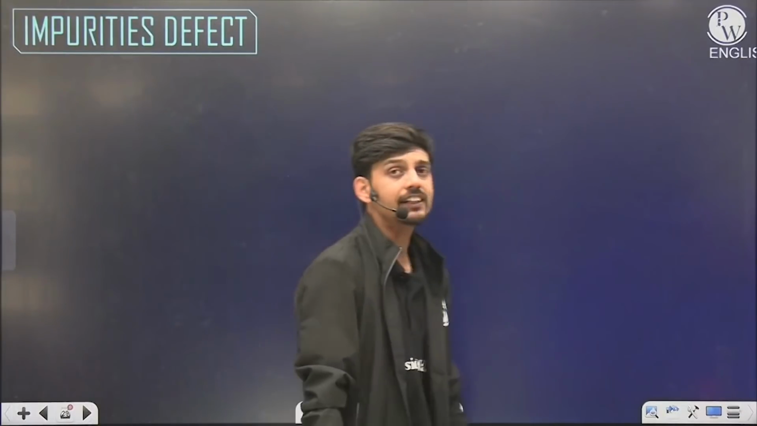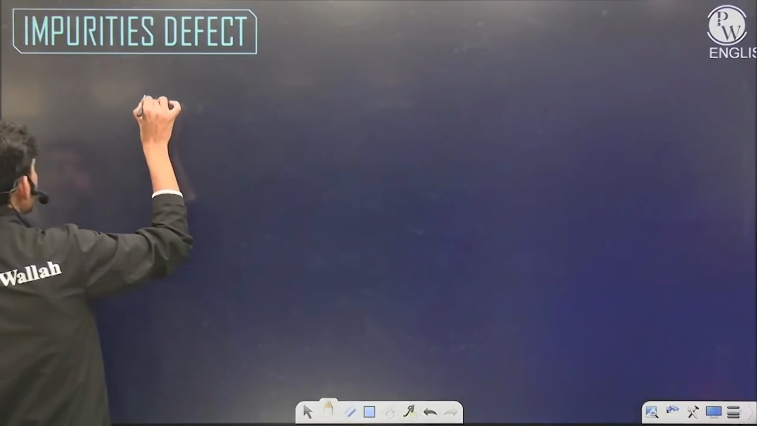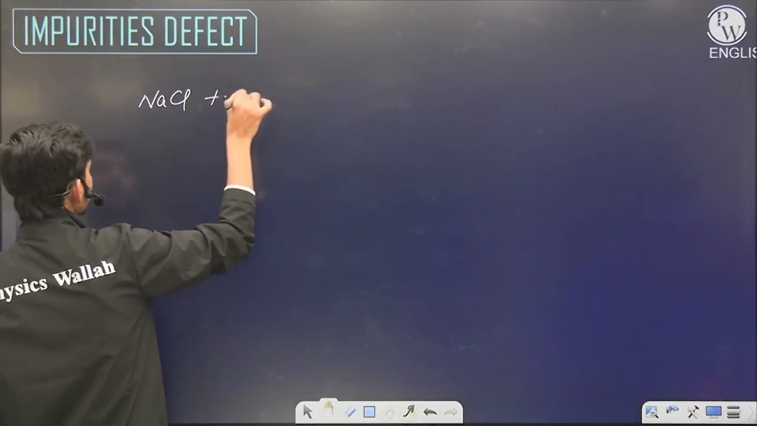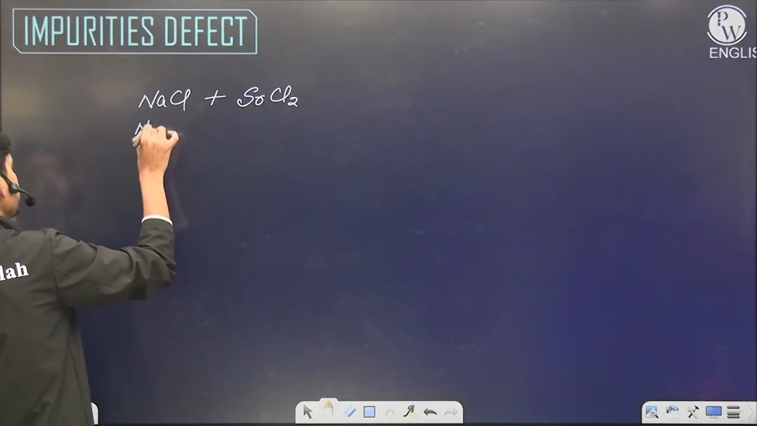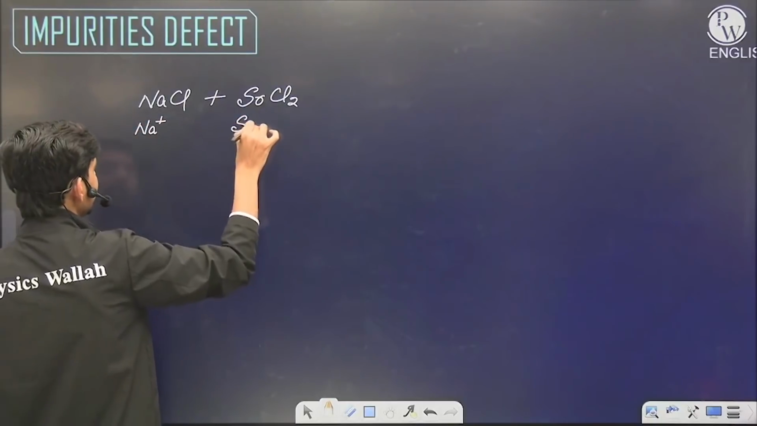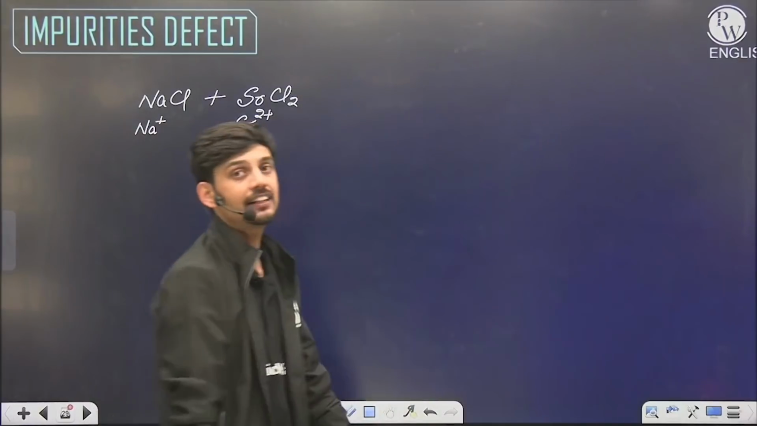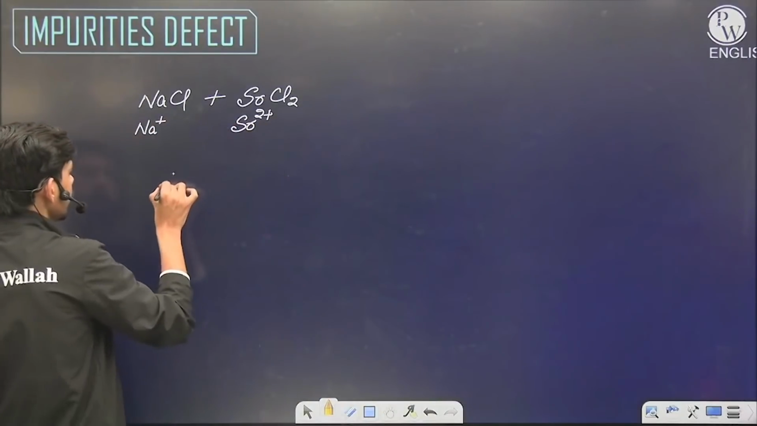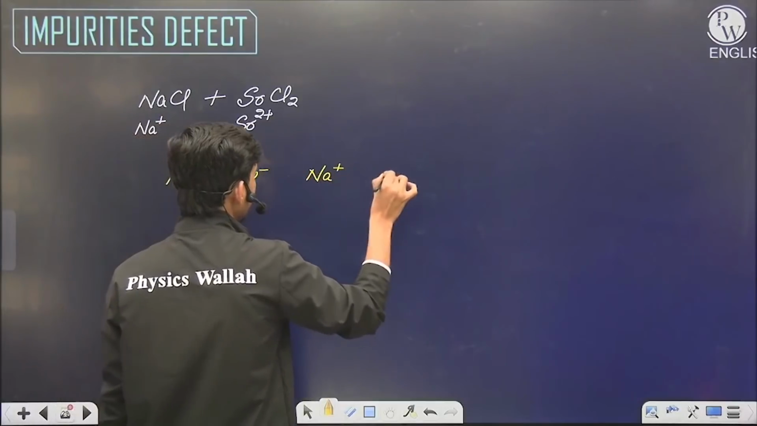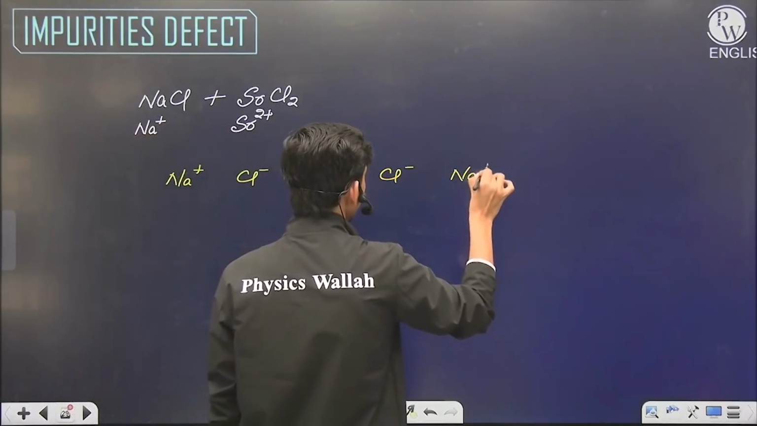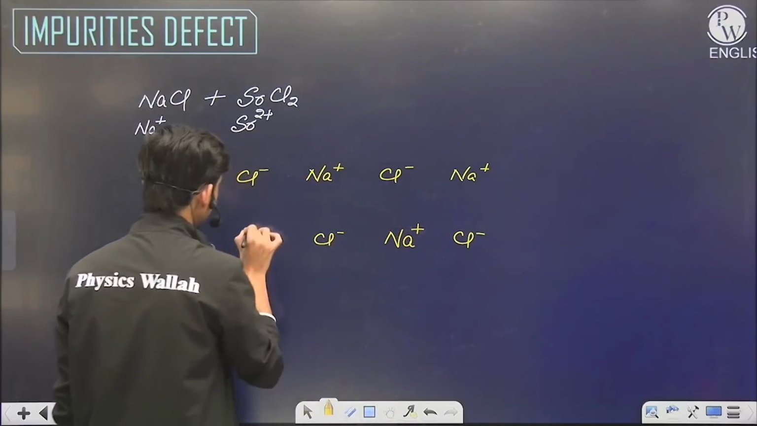Now the next defect is impurity defect. What do you mean by impurity? Suppose we have a crystal of NaCl which has a doping impurity of SrCl2, strontium chloride. Na is a monovalent cation while strontium is a divalent cation. So if I form this lattice of Na and Cl, cation and anion, and so on, first let's form the lattice.